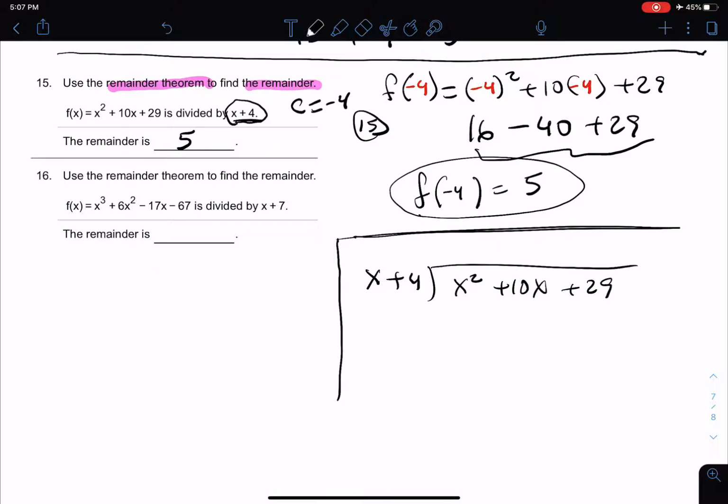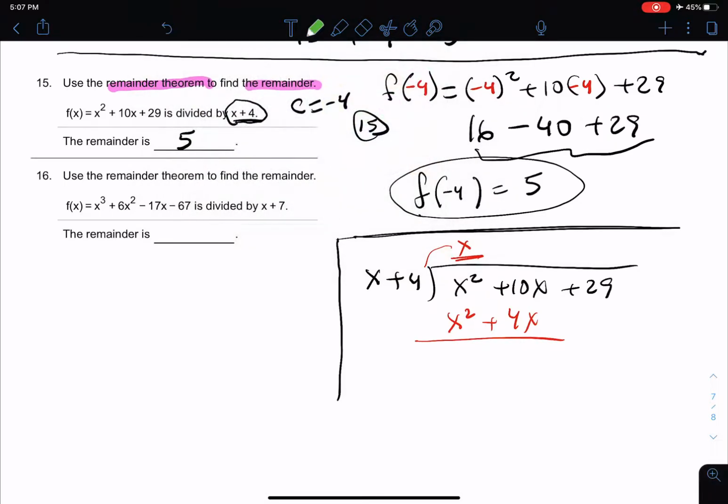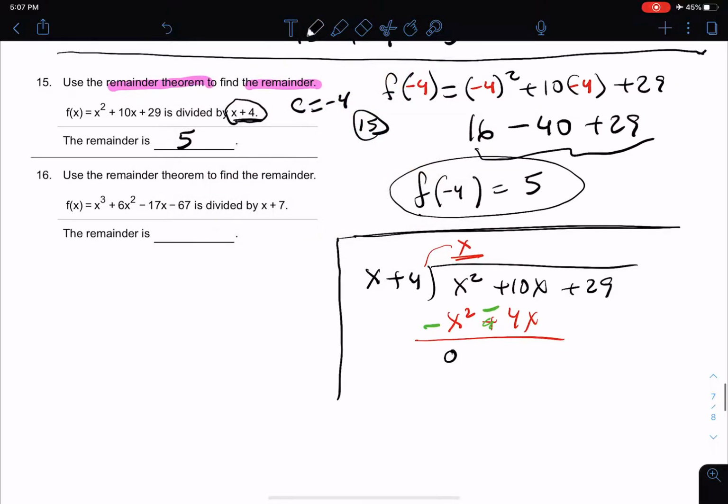So we go through our procedure, maybe a little faster because we're better at it. What times x is x squared? Oh, it's just x. x times x is x squared. x times 4 is 4x. Then we do our polynomial subtraction, which means you change the signs and simply add them up. That gives us a 0, which gives me confidence I've got the right number up there. 10 and a negative 4 is going to be 6x, and we bring down our next term.